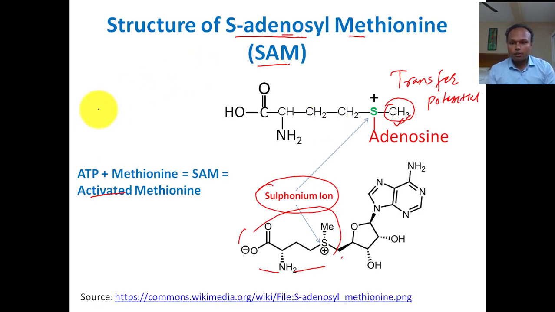Now let me talk about this also. This activated SAM is synthesized from ATP. When ATP binds to it, it is activated, and that is why this is called activated methionine also. This important concept is required to understand the activated methyl cycle.